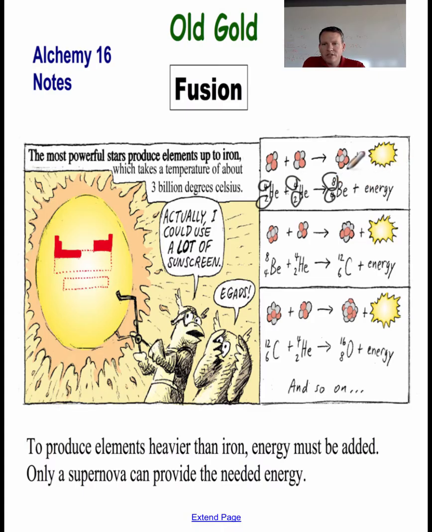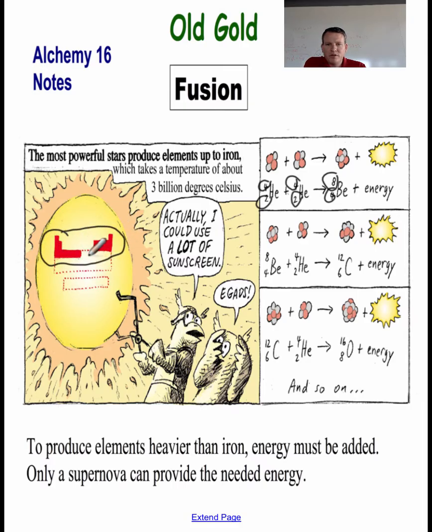Our sun is currently doing that, and that's what's providing the energy for the sunlight outside, and also the heat which keeps our planet warm. And then you can see beryllium fuses with helium to make carbon plus energy, and carbon, when fused with helium, makes oxygen and energy, and so on and so on. And this will go up to iron. So this will produce these elements up here on the periodic table, all the way up to iron.